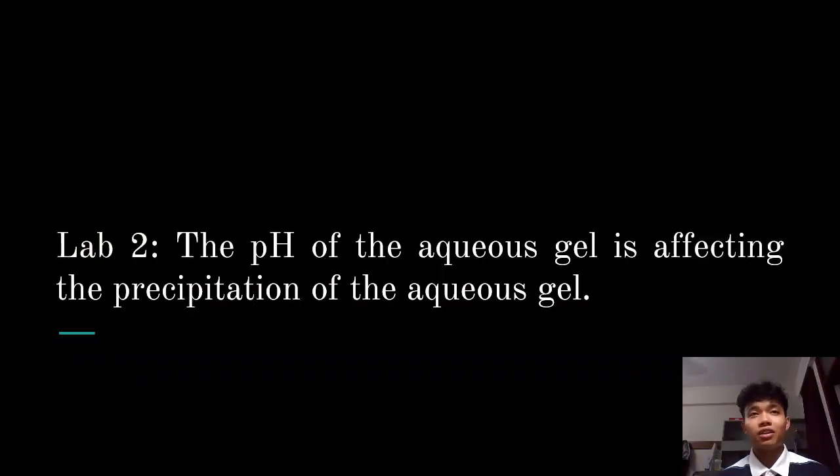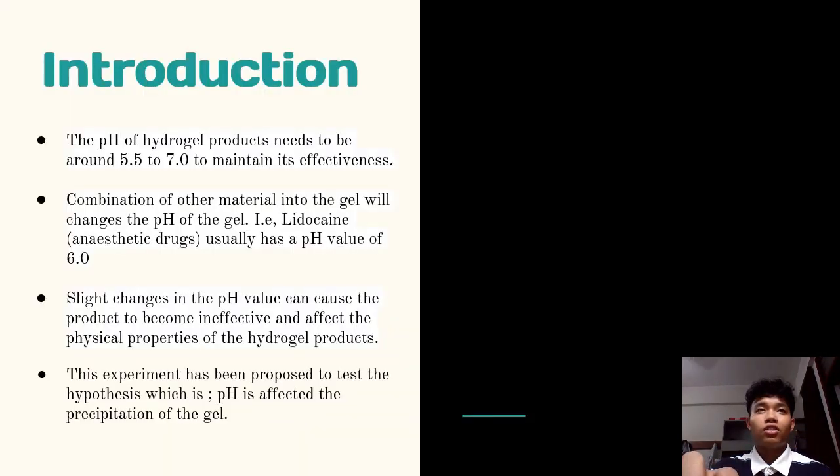Hi, my name is Muhammad Ashraf bin Shamuddin. So now I will be presenting lab 2, which is the pH of the aqueous gel affecting the precipitation of the aqueous gel. So for the introduction, the pH of hydrogel products needs to be around 5.5 to 7 to maintain its effectiveness. Combination of other material into the gel, which is lidocaine, will change the pH of the gel. Anesthetic drug usually has a pH value of 6.